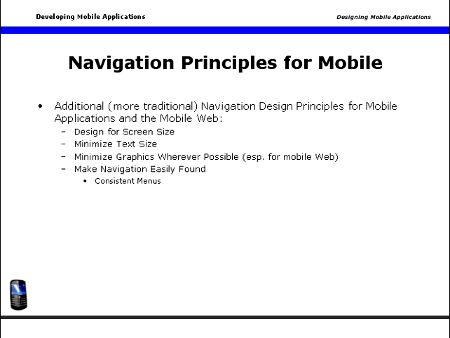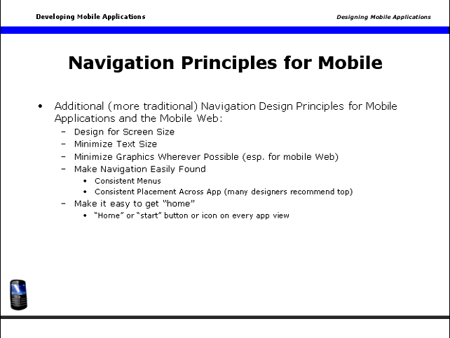That is, make sure they're formatted consistently across the app. Make sure menus are placed consistently across the app, such as in the menu bar on top. Make it easy for users to get home. One simple way to do this is to make sure you provide a home or a start button or icon on every app view. Err on the side of the conventional.